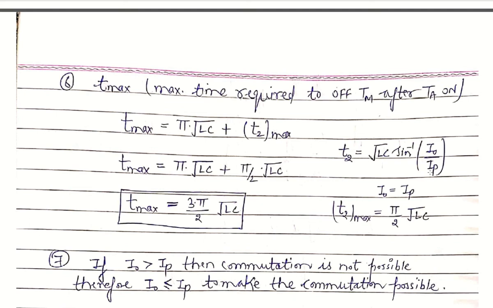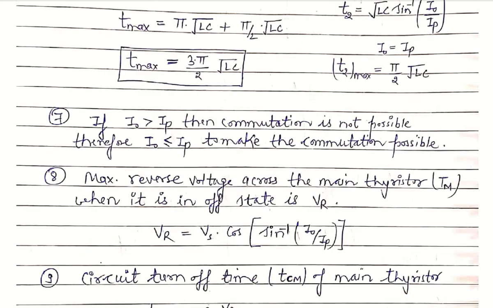So if these two are equal, then it will be equal to pi. So it will be equal to pi by 2. Sorry, at the pi by 2, sin inverse of 1 equals pi by 2. So this term comes out to be pi by 2 when I naught equals IP, and root LC will be there. So T2 maximum will be given by pi by 2 root LC. If we add pi root LC and pi by 2 root LC, then it will be 3 pi by 2 root LC. There is a maximum time required to turn on and off the main thyristor after TA on.